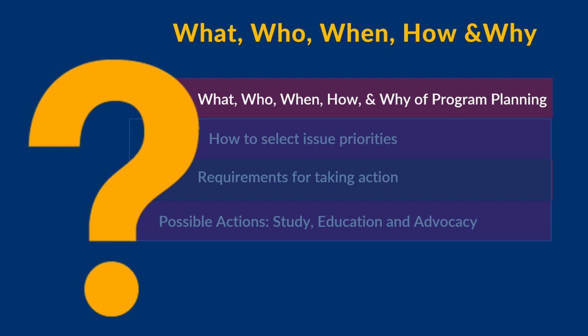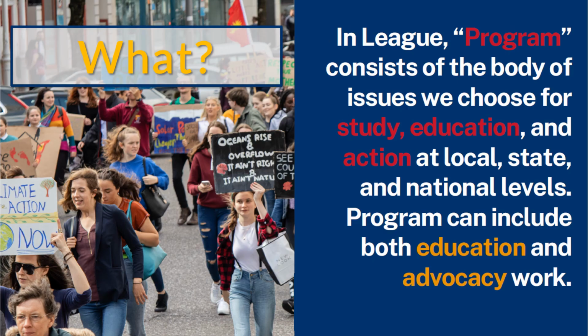Now let's begin by looking at the what, who, when, how, and why of program planning. What is program planning? Program planning is the grassroots process of identifying our issue priorities. Our program focuses our local league activities for the upcoming year on our selected priorities, implementing required studies, and making plans for action through education and advocacy.